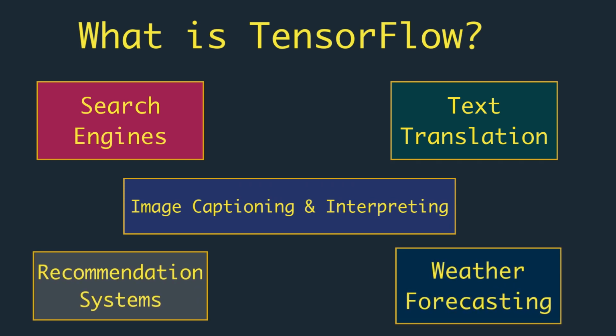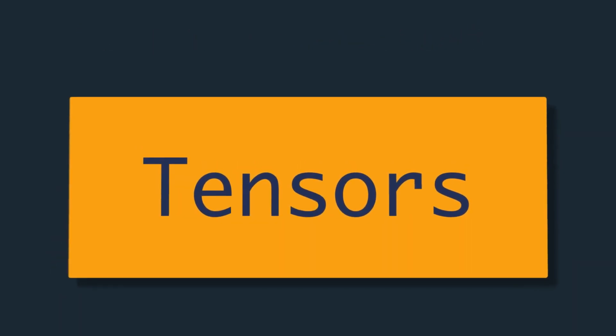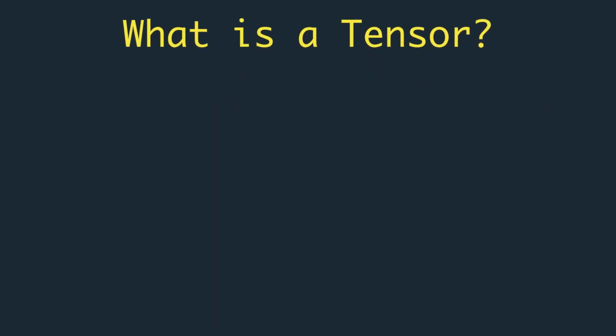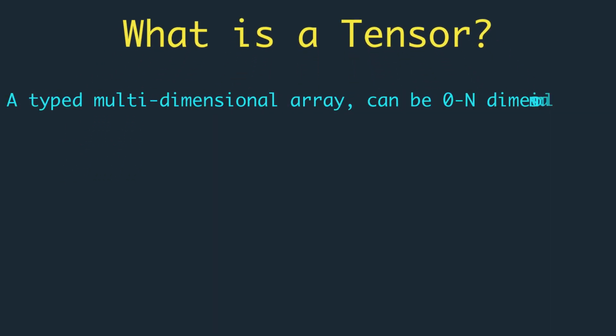The most basic concept, which you can call the atomic unit of TensorFlow, is tensors. So what is a tensor? A tensor is simply a typed multi-dimensional array. It can be 0 to n dimensional. There we have different types of tensors.